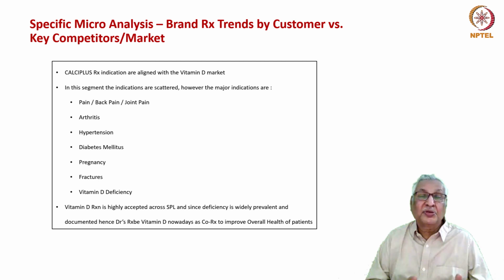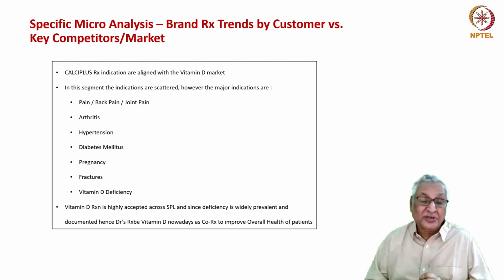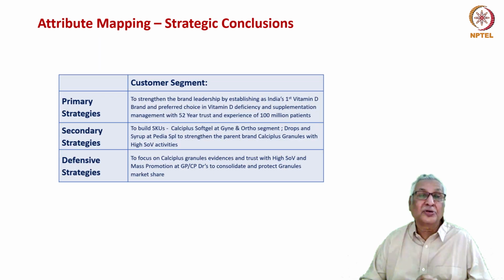So indications may be scattered, but major indications such as pain related, arthritis related, hypertension related, diabetes related, pregnancy related, fractures related, and vitamin D deficiency related indications cannot be ignored. You have to make sure that the prescription is highly accepted across the chemist line, and because the deficiency is widely presented, patient compliance also must be ensured, and that is the way you have to go about it.